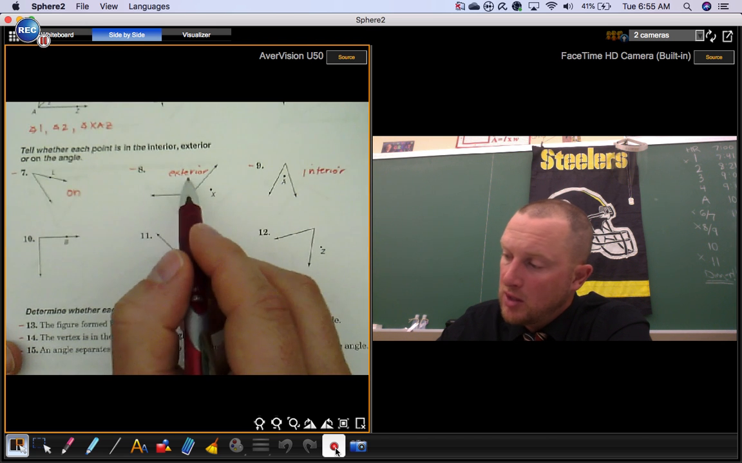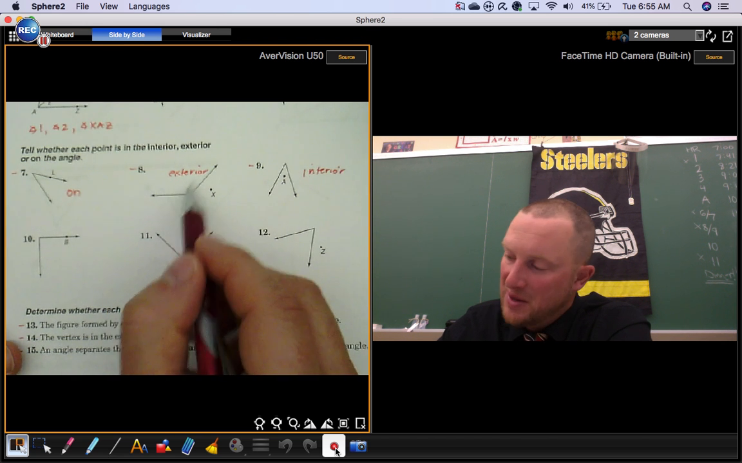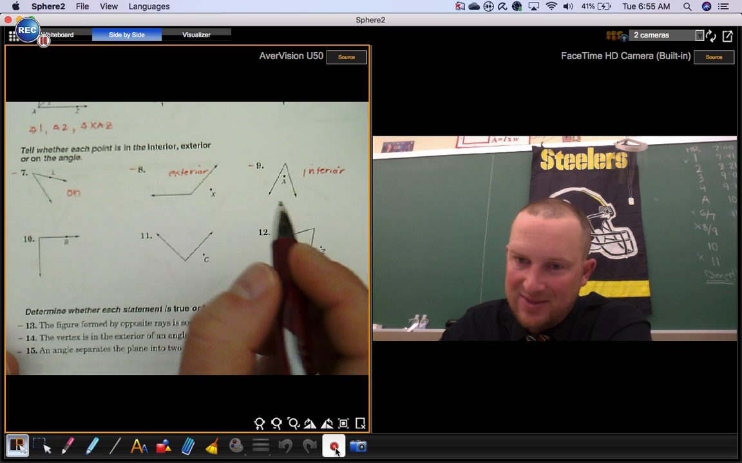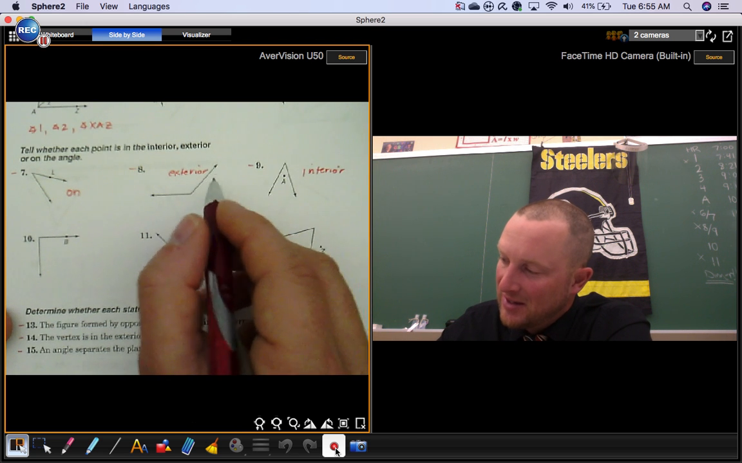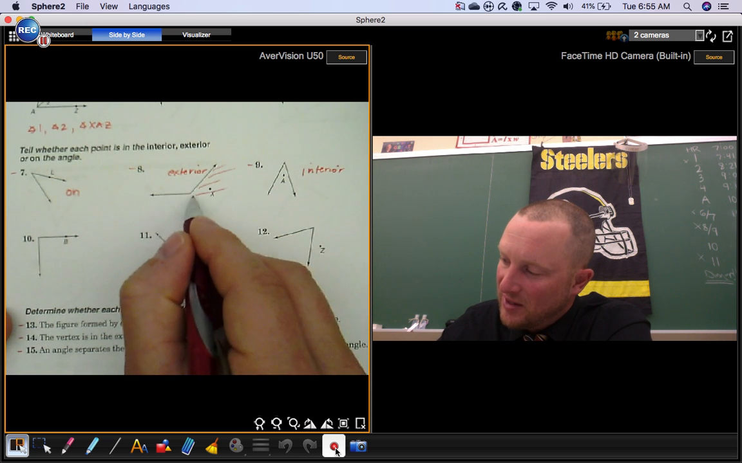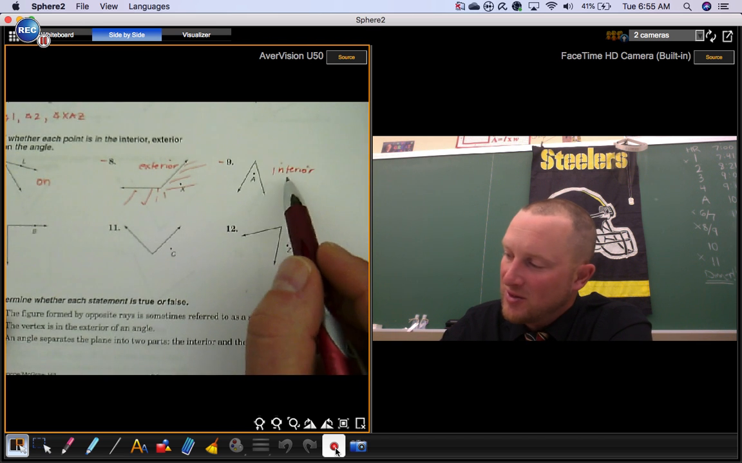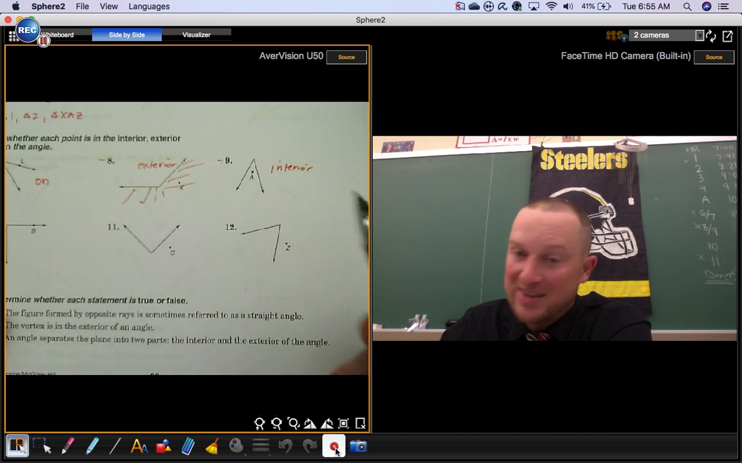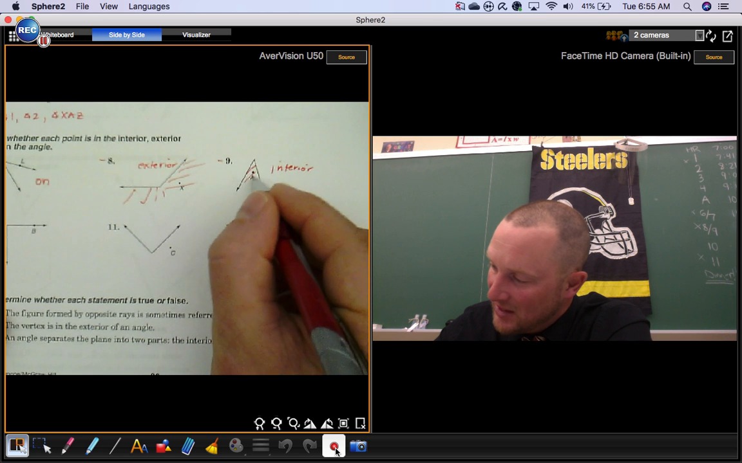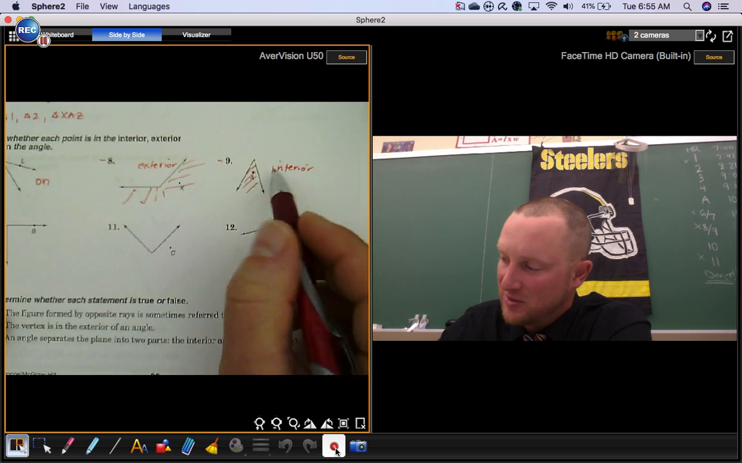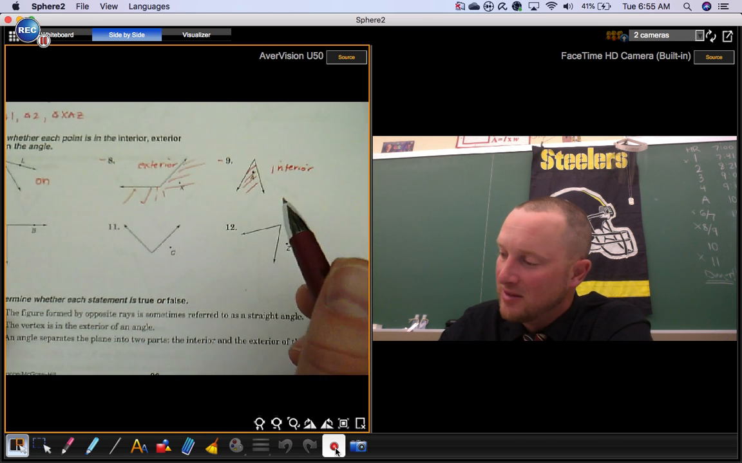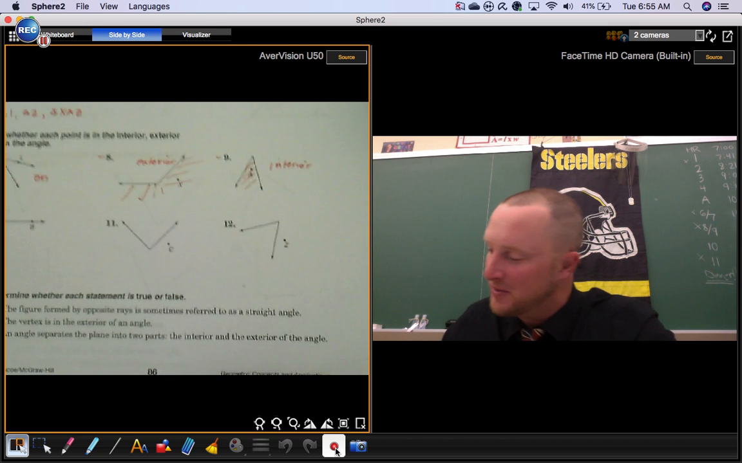Okay, so notice how I wrote the word exterior in between the rays. That's probably not a great idea. The exterior region is right here. I just wrote it in a bad spot. Also, notice how I wrote interior on the exterior of the angle. The interior actually lives right here. I just wrote it there. So I don't want to create any confusion there.